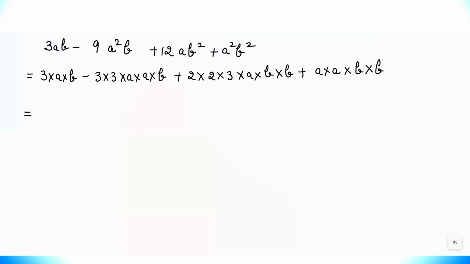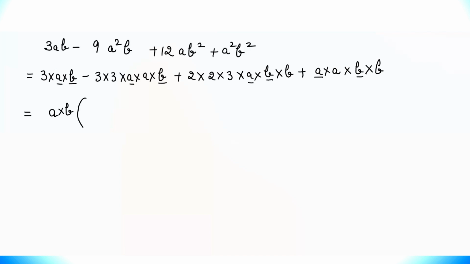So if I look at 3, 3 is there in the first term, in the second term, in the third term, but not in the fourth term. So I can't take 3 common. Then A is there in first, second, third, and fourth. I can take A common. Then B is there in first, second, third, and fourth. I will take B common.